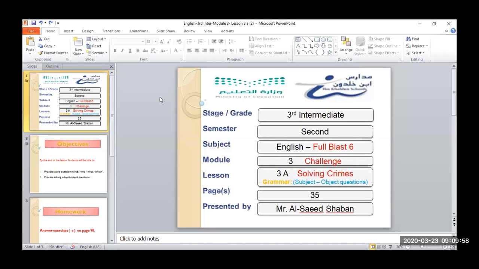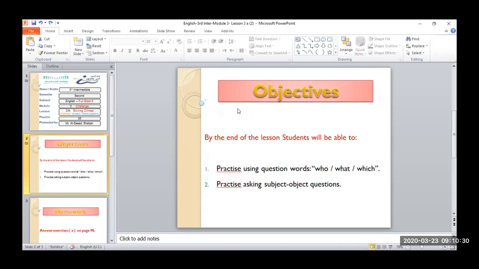Today we continue studying lesson 3A, page 35. The lesson we explained yesterday was solving crimes, and we said that solving crimes looks for doers of crimes. Today is the grammar part of the lesson: subject-object questions. Today we are going to learn how to form questions asking about subject and object.